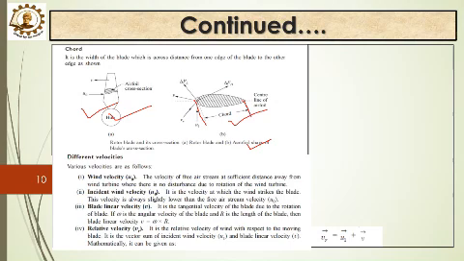Now coming to the wind turbine aerodynamics and the concept of the different velocities. The first velocity is the wind velocity. The velocity of the free airstream at sufficient distance away from the wind turbine, where there is no disturbance due to the rotation of the wind turbine, is known as the wind velocity. Now, the concept of incident wind velocity. It is the velocity at which the wind strikes the blade. This velocity is slightly lower than the velocity of the free airstream.